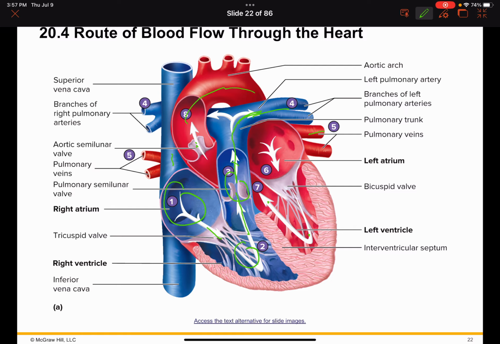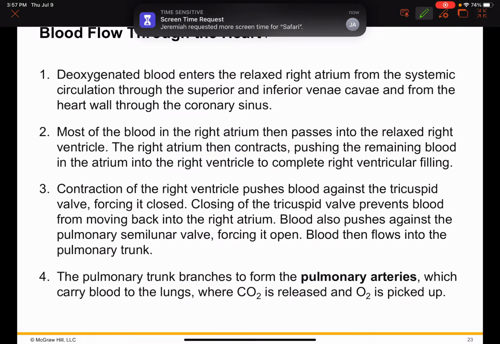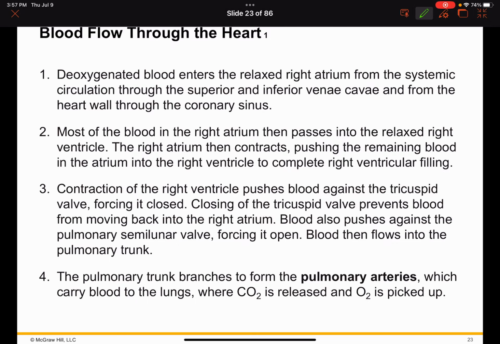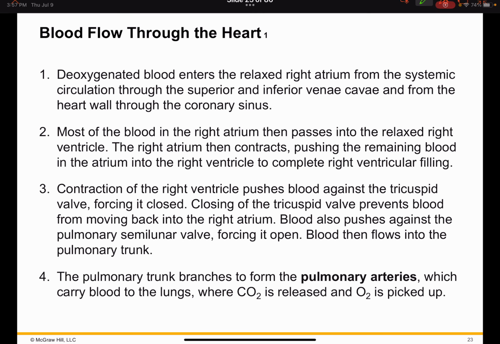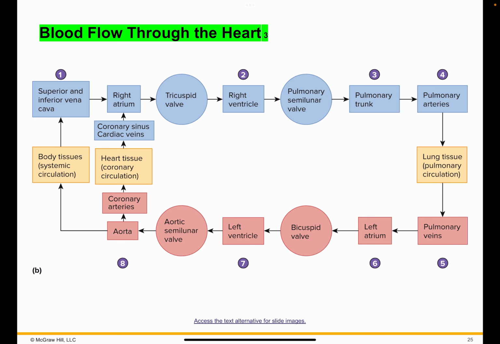So that's how the blood flows through the heart. It's very important to know that. Make sure you write it down step by step or draw it and understand. It's written here, so make sure you read this. Whatever I mentioned, you see the same thing. This is step by step. This chart is really good, so write it down or print it out and understand.